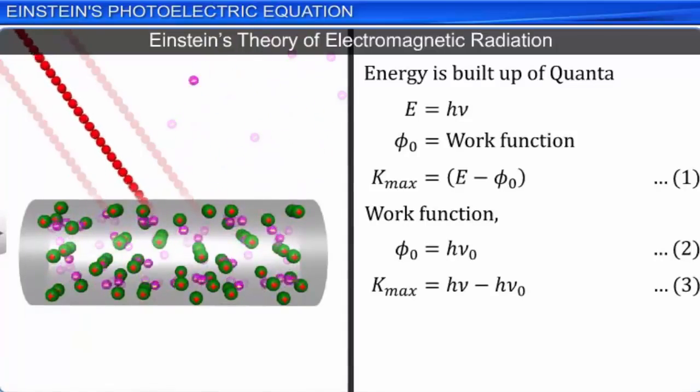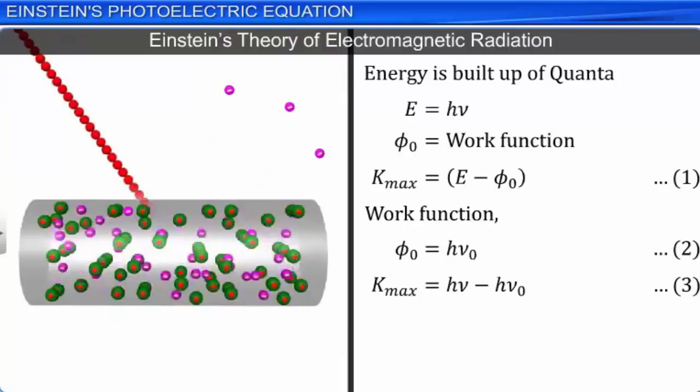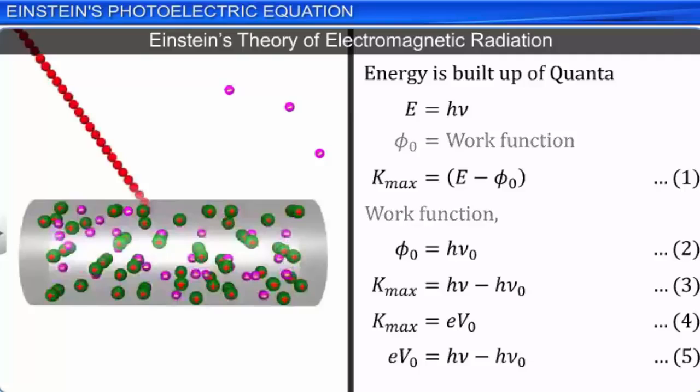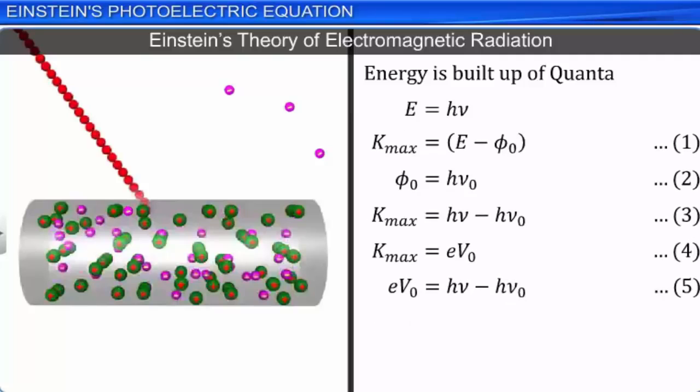If V0 is the stopping potential for a certain frequency nu of the incident radiation, the maximum kinetic energy Kmax is equal to eV0. Let this be equation 4. Substituting equation 4 in equation 3, we have eV0 is equal to h nu minus h nu naught. Let this be equation 5. We observe from equation 5 that the stopping potential V0 is dependent on the frequency nu of the incident radiation, since h nu naught is constant for a given metal surface.